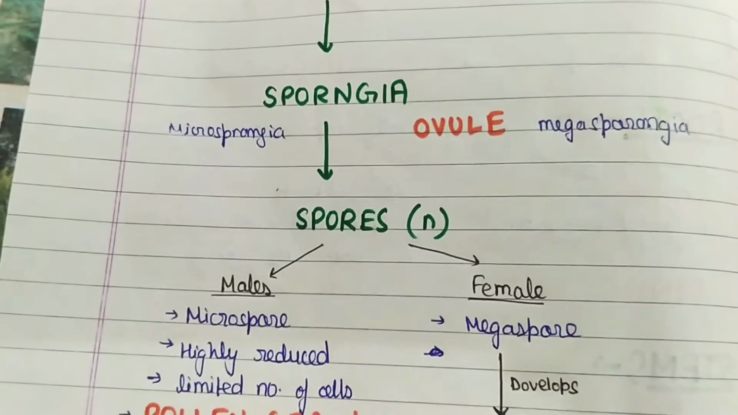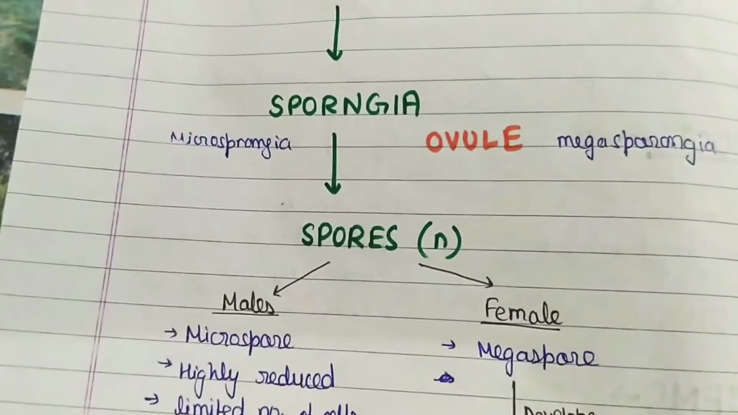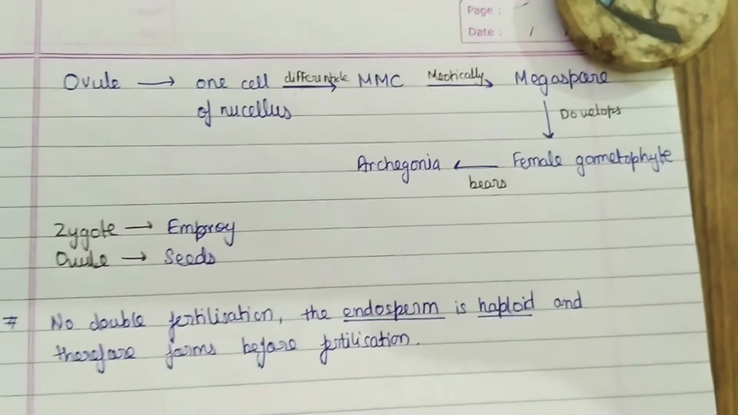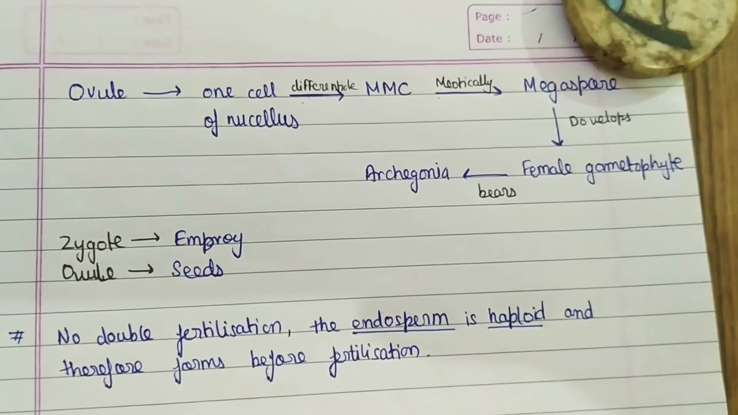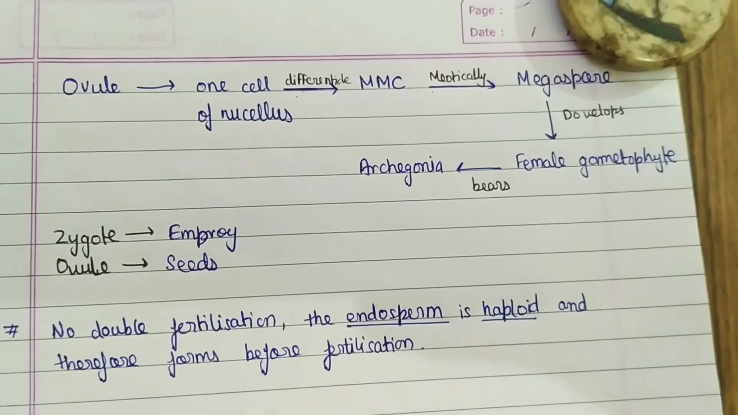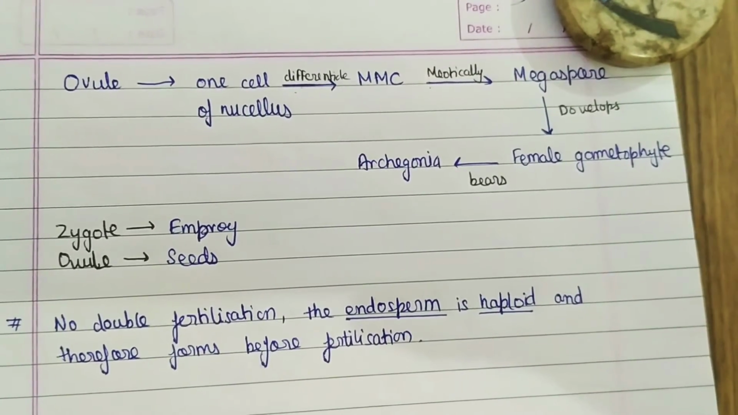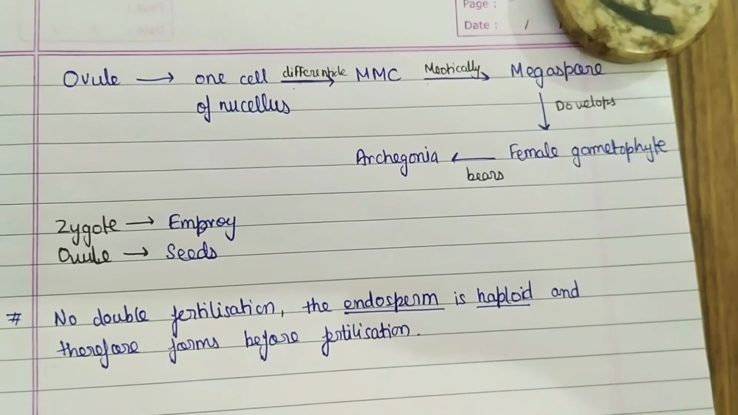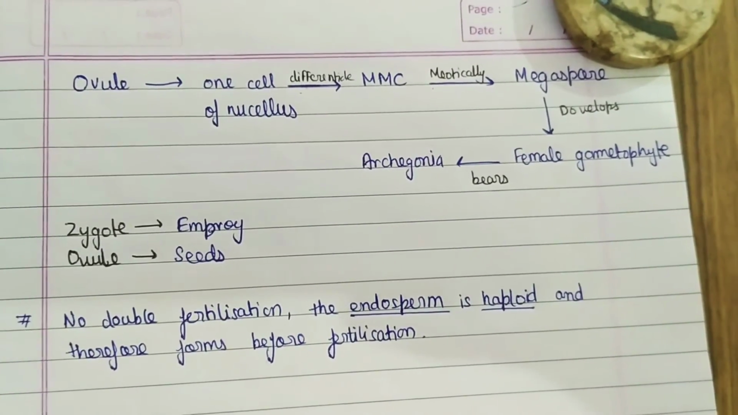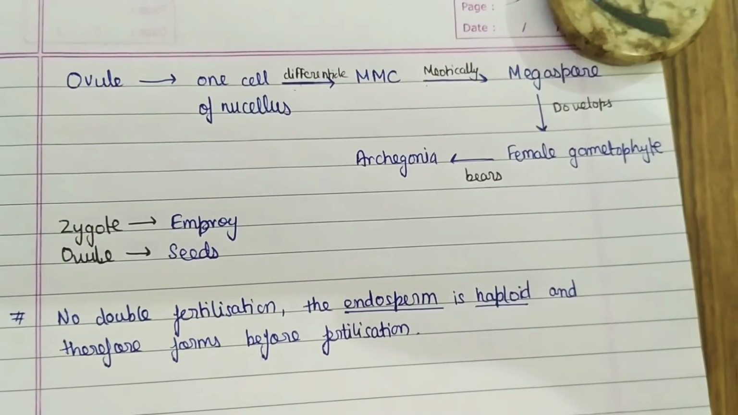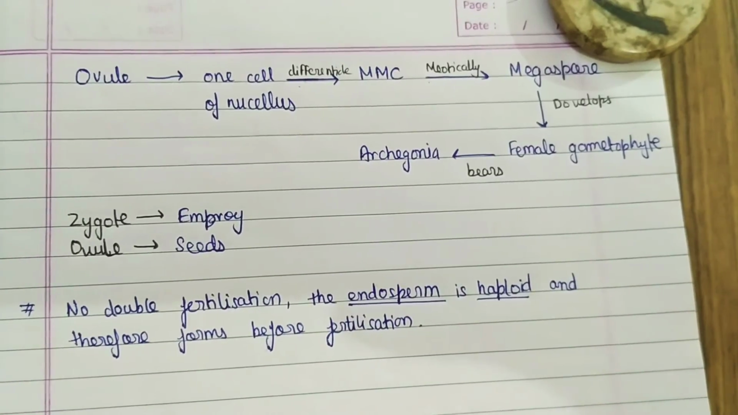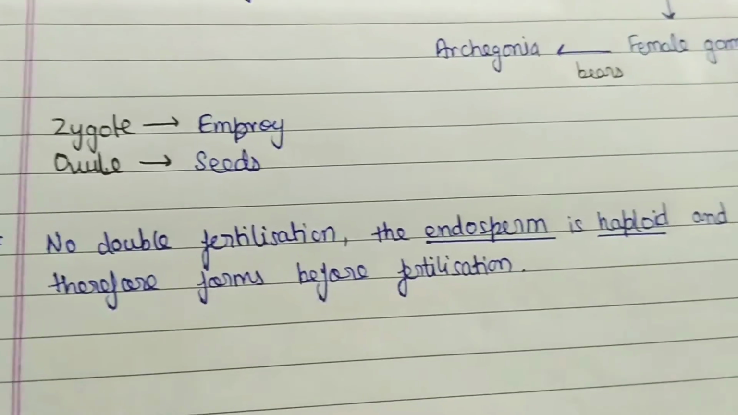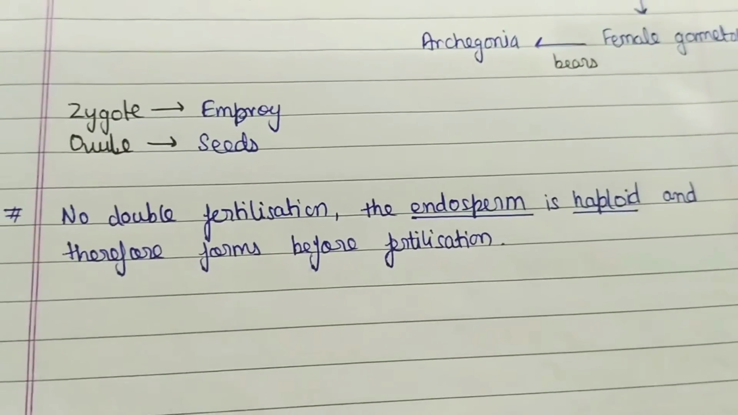Now I will explain what happens. This is a very small chart which will help you understand that in an ovule, which is the female megasporangium, one cell of the nucellus differentiates into the megaspore mother cell, the MMC, which meiotically develops into megaspores, and then a megaspore develops into the female gametophyte. The female gametophyte bears the archegonia, which are the female sex organs. Here I want to tell you one thing: the zygote develops into the embryo. On the other hand, the ovule develops into the seed.